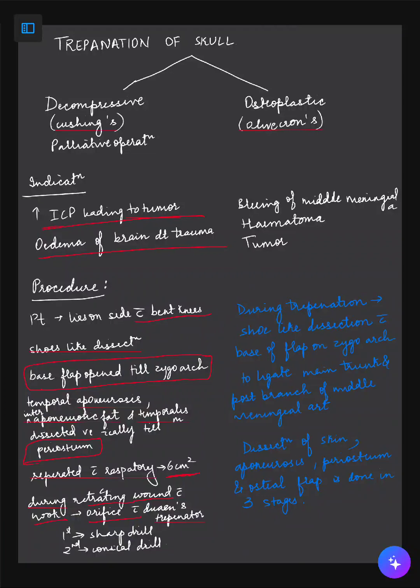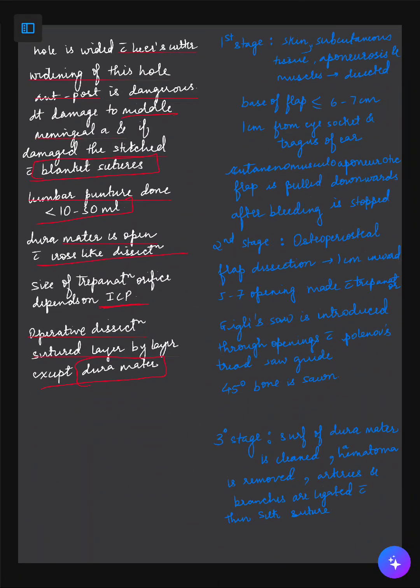Now, what is osteoplastic trepanation? Osteoplastic trepanation is done if there is a bleeding of middle meningeal artery or a hematoma or a tumor. Now, during this trepanation, a shoe-like dissection is made with the base of flap on zygomatic arch, same. But dissection of the skin, aponeurosis, periosteum and osteal flap is done in 3 stages. Okay, what are those stages?